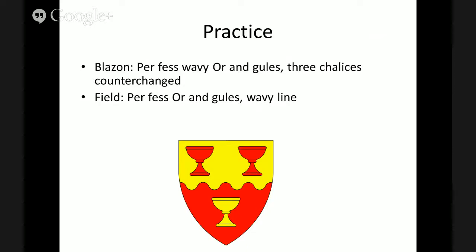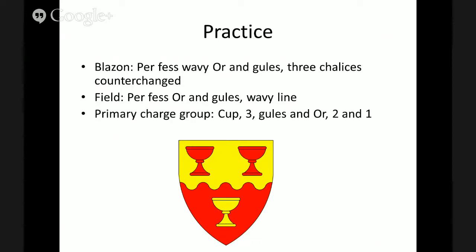What's our primary charge group? Chalices. Yeah. Cups. So, cups, there's three of them. They're gules and or. You know, there's a mix of colors. And two and one is the arrangement. Are they palewise? They're palewise. Are they compact charges or long? I'm guessing they're probably compact and orientation doesn't matter. I may be wrong. If it becomes important, I would look it up.